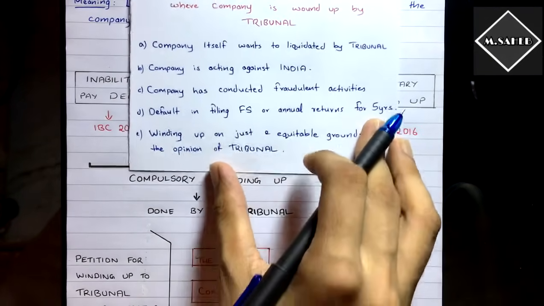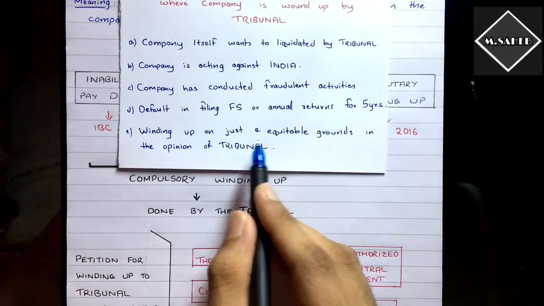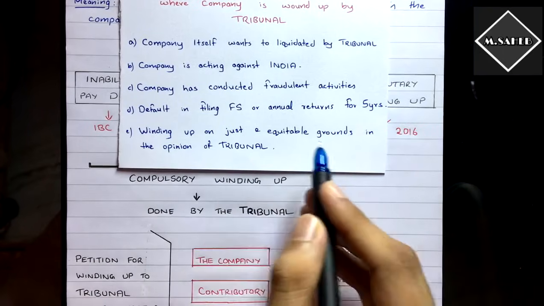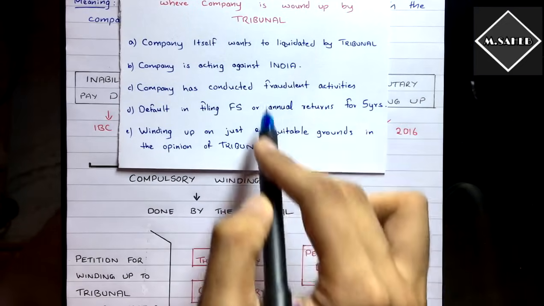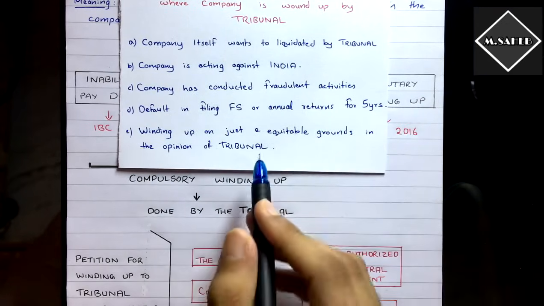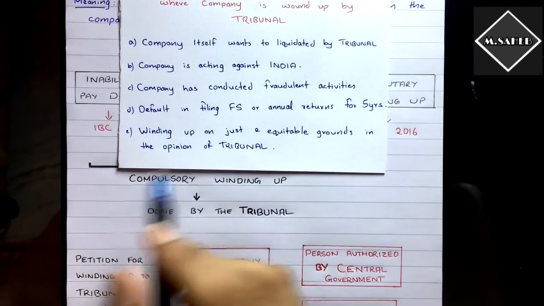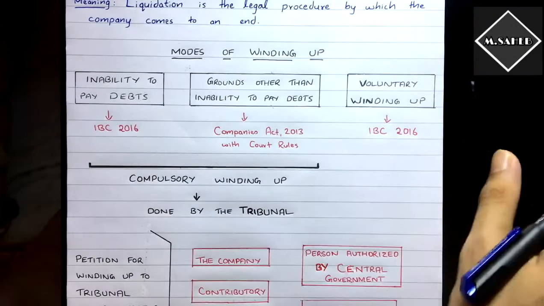And the fifth reason is winding up on just and equitable grounds in the opinion of the tribunal. If the tribunal thinks that this company should be wound up, even though it doesn't come into any of these categories, still the tribunal can wind up any company. So that is the 5th circumstance. Fine. So these are the grounds other than inability to pay debts.